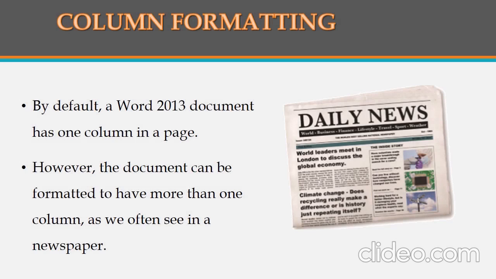In today's class, we'll see about the column formatting features. By default, a Word 2013 document has only one column in a page. See, for example, in a newspaper, how many columns can you see? Is there only one column available? No, more columns are available, right? So let's see how to do this formatting.